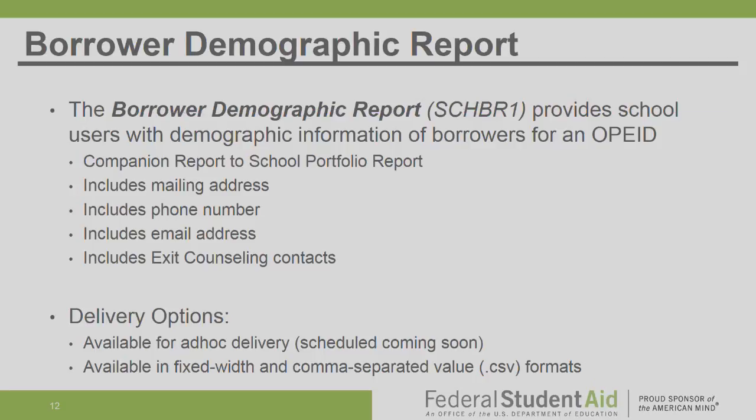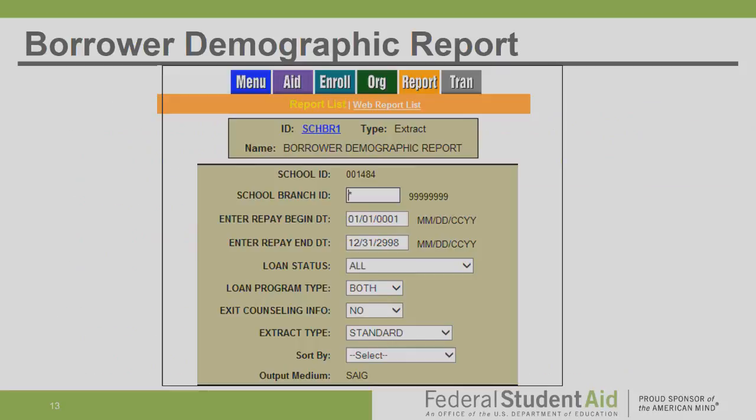Again, this at the moment is only available ad hoc. However, we're making it available scheduled starting in February or March, I can't remember, soon. This report as well is available in fixed width or in comma separated values format. Just going to point out here that the selection criteria is almost exactly the same as the school portfolio report, with the exception of we let you designate whether or not you want to also include the exit counseling contact. So if you remember on the exit counseling, the borrower provides references as well as contact information for themselves.